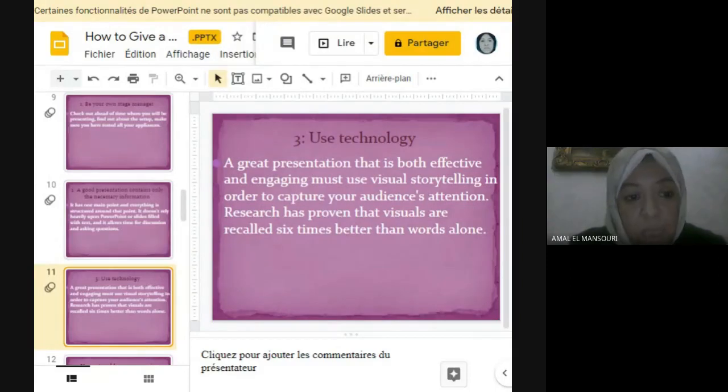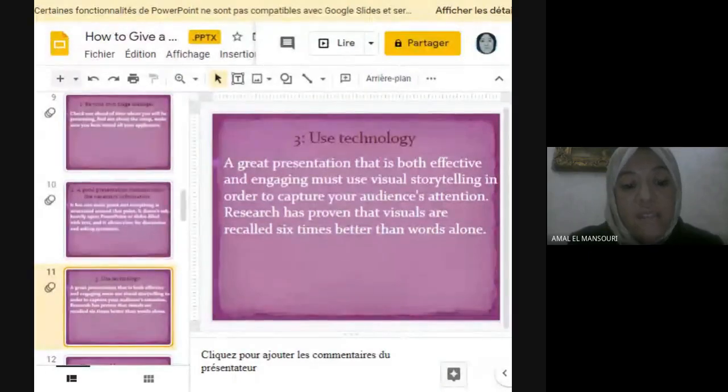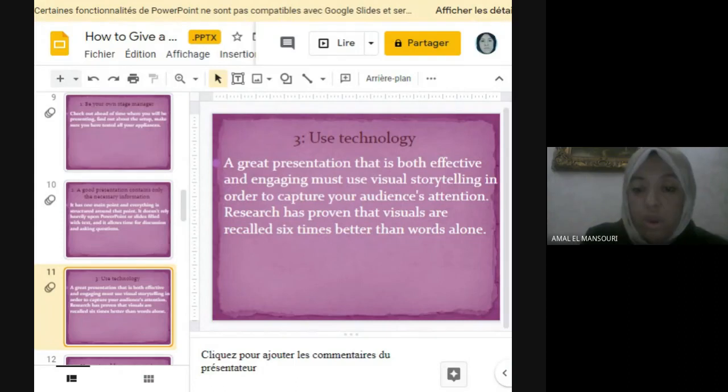Now, a great presentation that is both effective and engaging must use visual storytelling in order to capture your audience's attention. Research has proven that visuals are recalled 6 times better than words alone. Of course, the use of technology is very necessary now. We cannot deliver a presentation without the use of technology. So the use of PowerPoint slides is a wise choice for many presenters. Technology has always helped presentations to be more enticing.